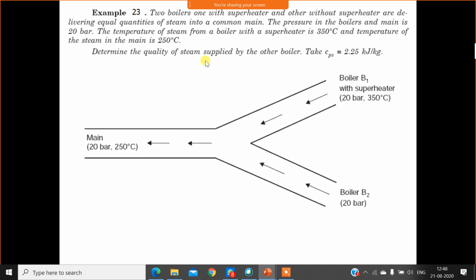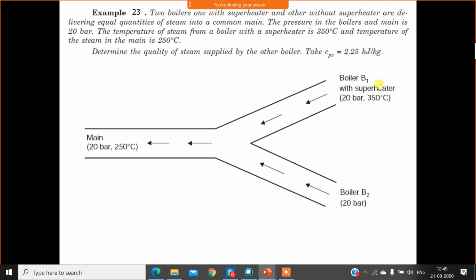Now in this problem, this diagram is given. There are two boilers, as understood from the figure: boiler B1 and boiler B2. Boiler B1 is coupled with a superheater, and boiler B2 has no superheater.